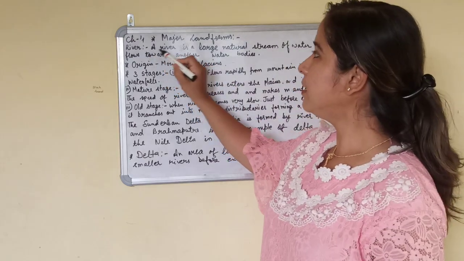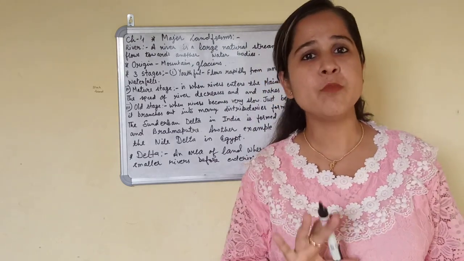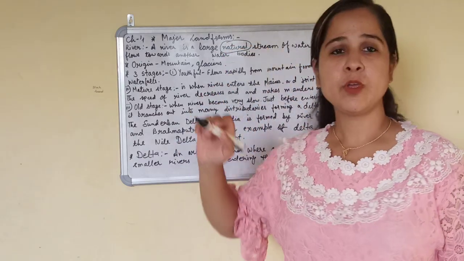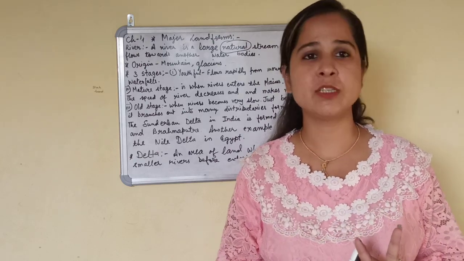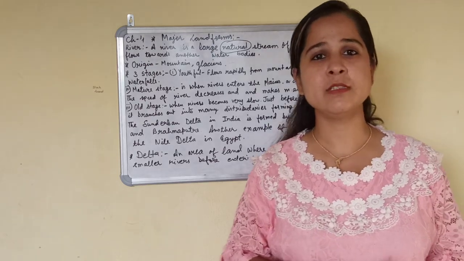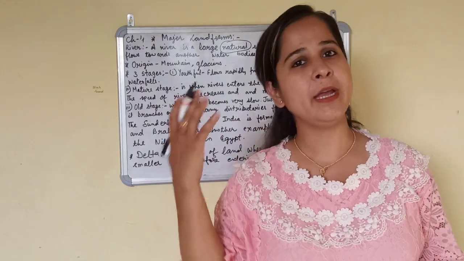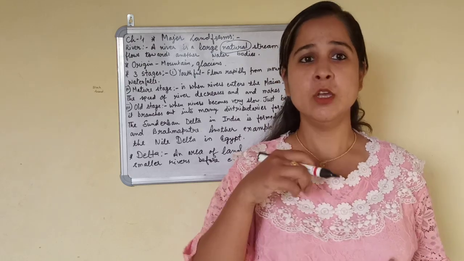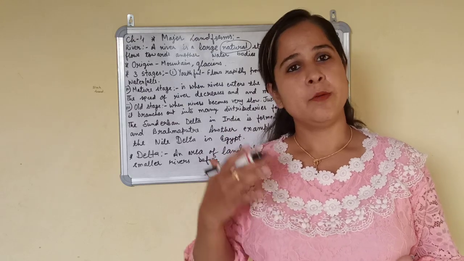What is a river? A river is a large natural stream of water. Why is there a stress on the word natural? Because things are of two types. First, those made by human beings, which are called artificial, man-made, human-made. And second is natural. Natural means not made by human beings. It is all created by nature itself, so there is no contribution of human effort in making it. So river is one of the landforms created by nature.